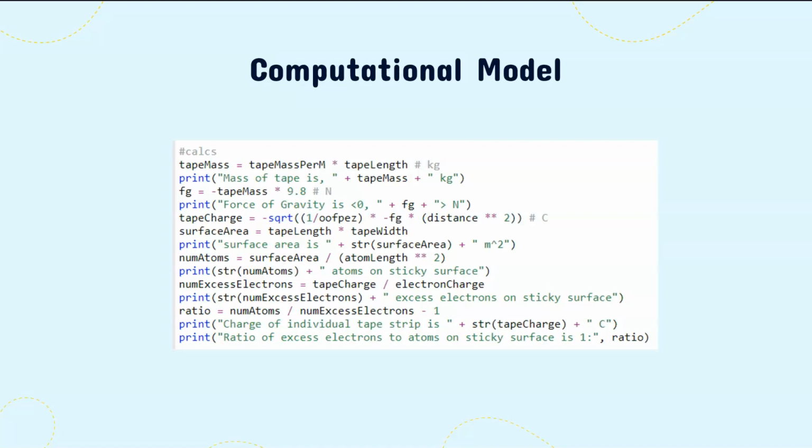For the computational model, I used GlowScript, and here you can see the equations and the data I inputted into the code. There are equations for the force of gravity, the charge of the tape, the number of atoms, the number of excess electrons, and the ratio of the two. And all the values for these variables are inputted at the top.